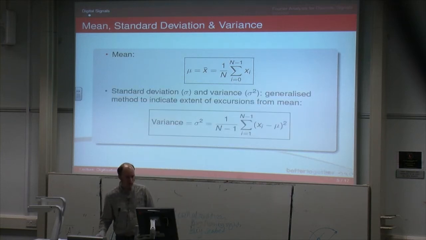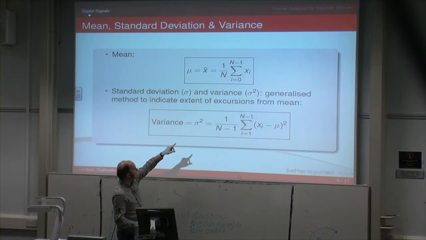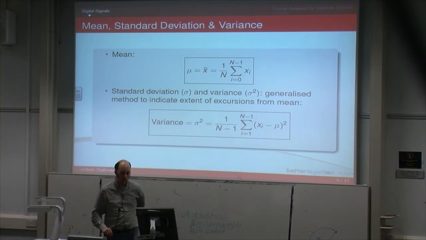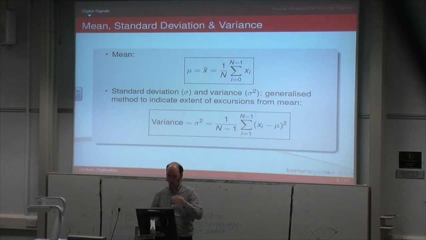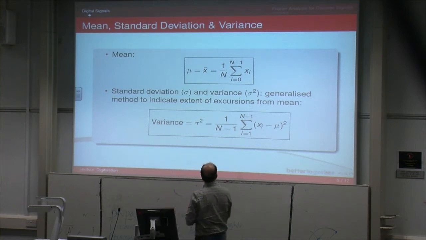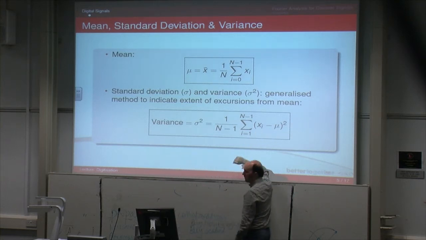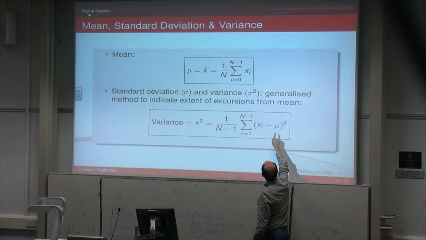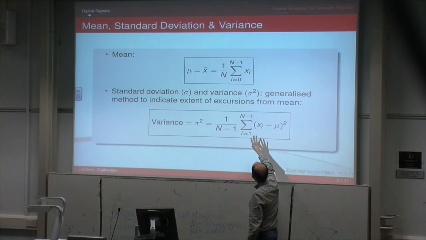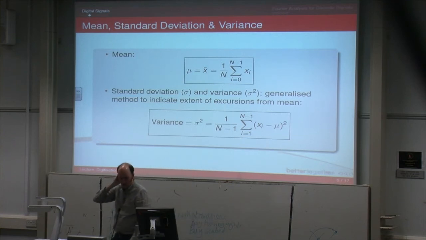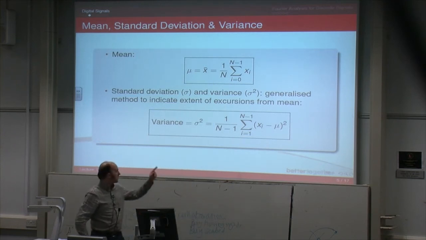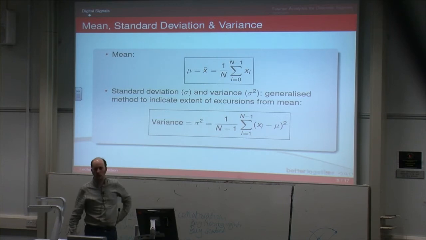Standard deviation, which is denoted by sigma, and variance, which is sigma squared, is basically a way to indicate how much your signal varies from the mean. You've got xi, which is your value, you've got your mean in here, the difference between the two squared, and then you sum it, and then multiply by 1 over n minus 1, which will give you the variance. You square root that value to get the standard deviation.